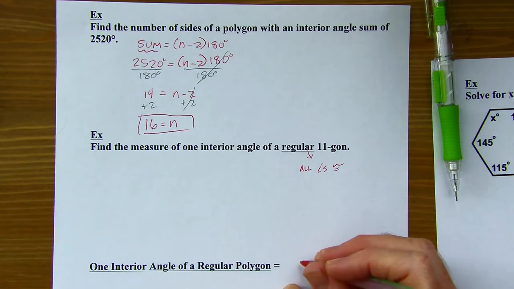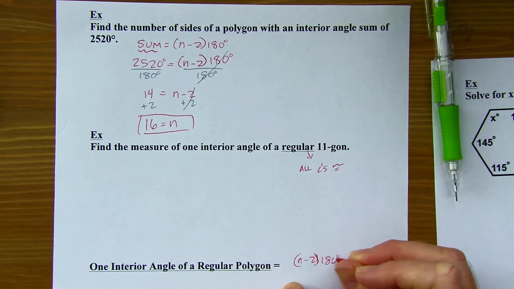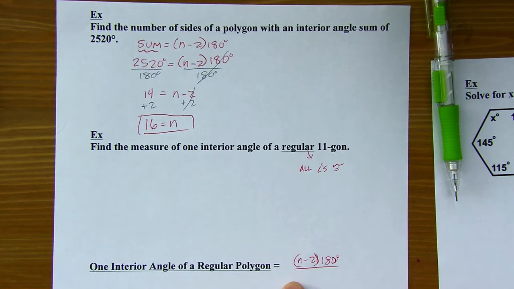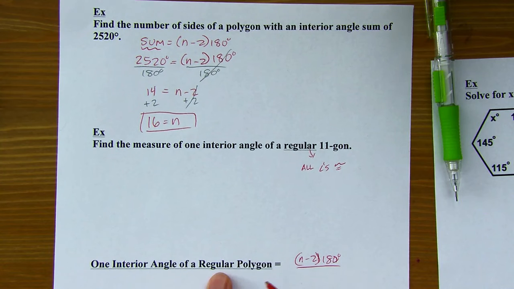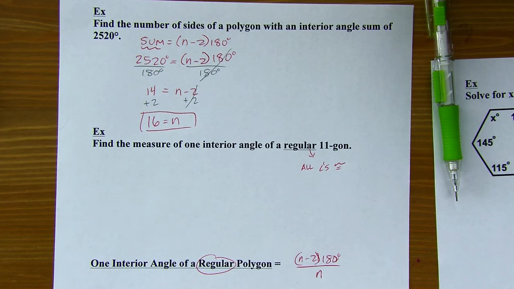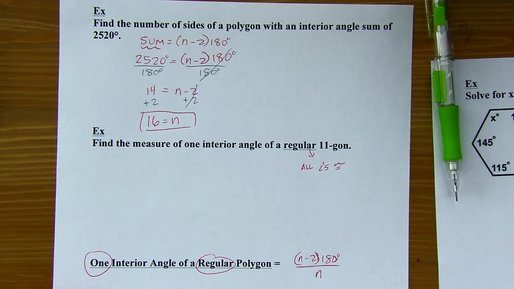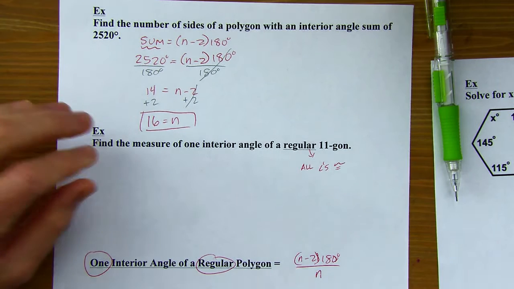Okay, so I'm going to move down here to this next little part. This is all of the angles. And then for just one interior angle, if it's a regular polygon, it has to be regular, then those angles are all going to be congruent. And the number of angles is the same as the number of sides. So if this is a hexagon, then n would be 6, right? And that means I'd also have 6 angles. So you can use this formula to find one interior angle, but only if it's a regular polygon. If it's not regular, you can't use that little formula. So let's try this one out.